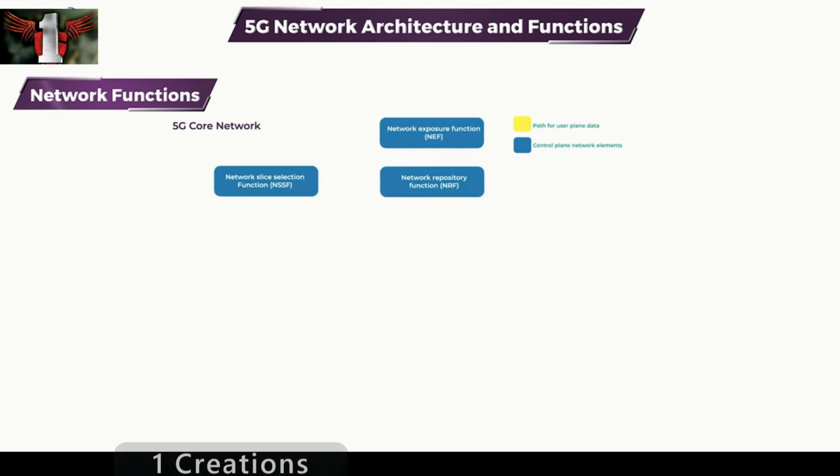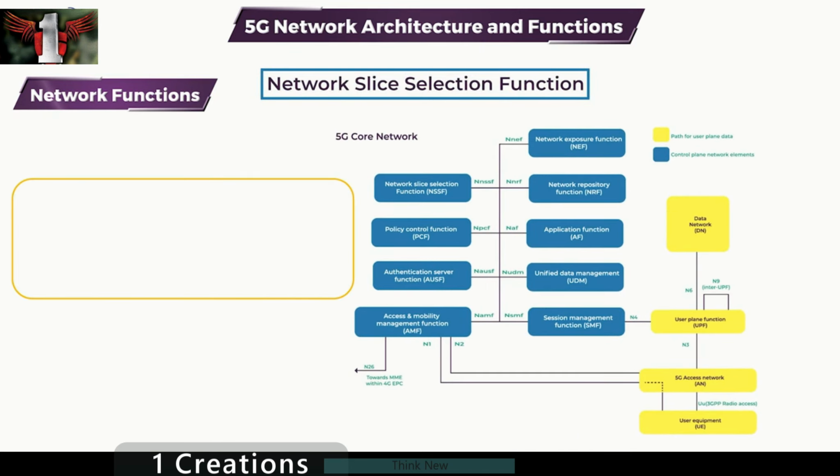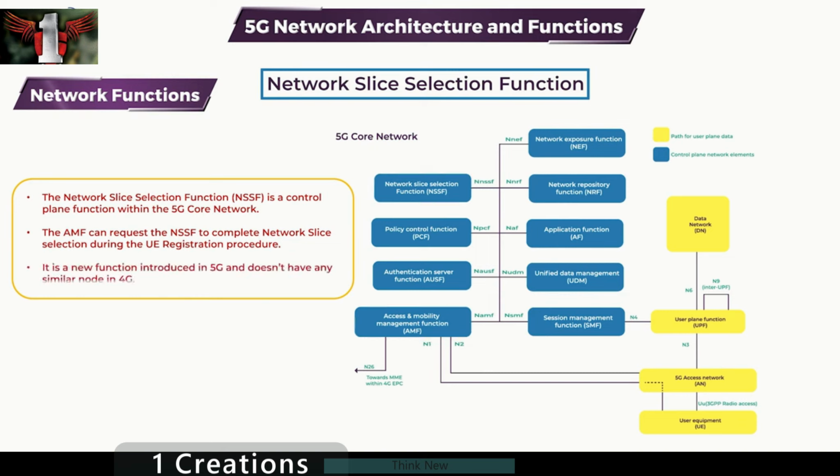Here I conclude the AMF. Next is the Network Slice Selection Function, NSSF. The Network Slice Selection Function is a control plane function within the 5G core network. The NSSF is connected to the access and mobility management function using the N22 reference point. The AMF can request the NSSF to complete network slice selection during the UE registration procedure. It is a new function introduced in 5G and does not have any similar node in 4G.